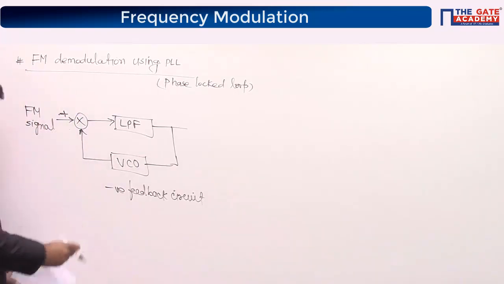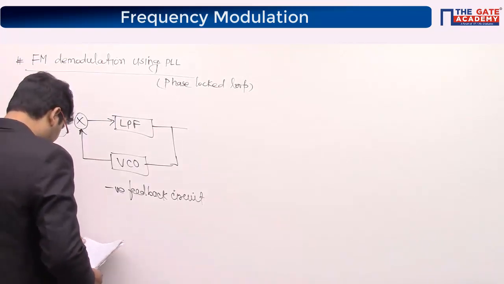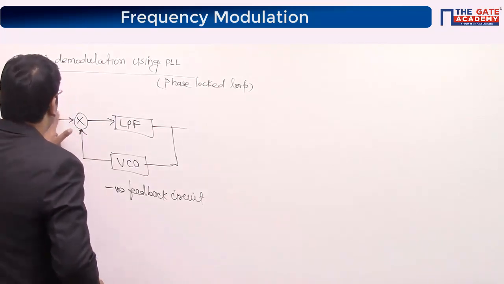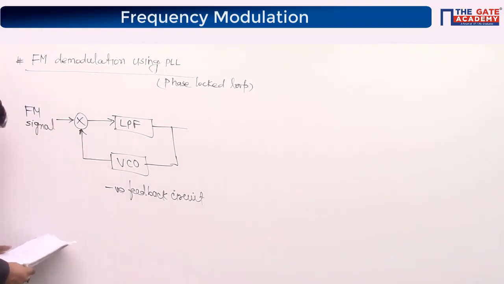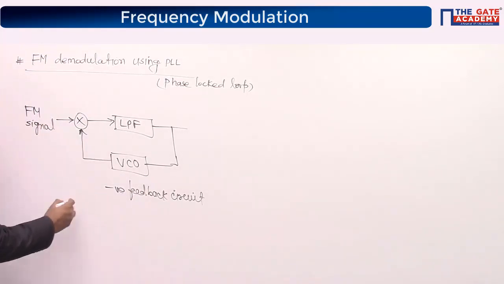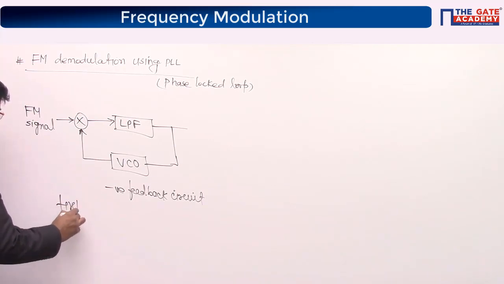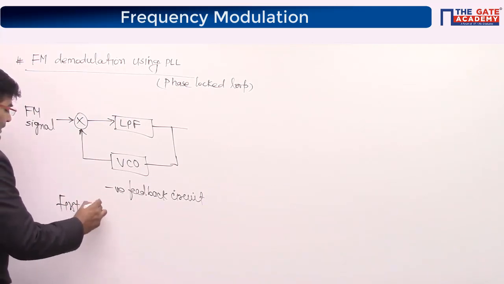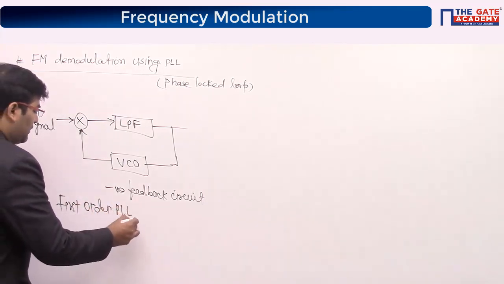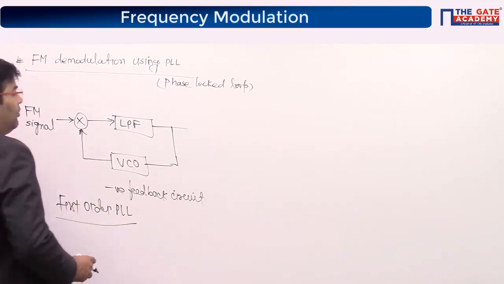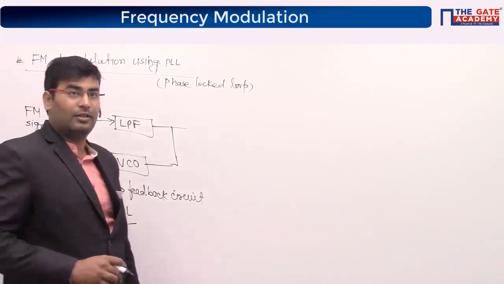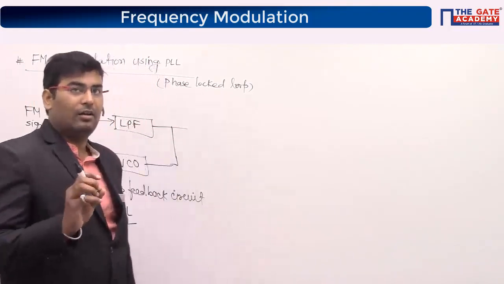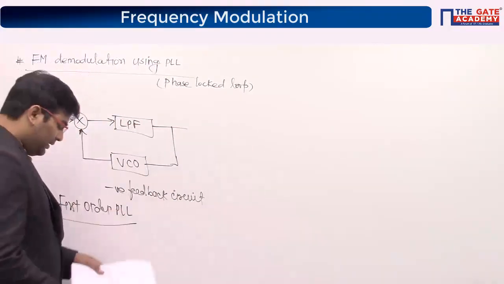Negative feedback circuit. So what will happen? Why I'm doing this plus and minus doesn't matter, it's not an adder. So guys, let's say we call it a first order PLL. I'm assuming that it is a first order phase locked loop. So the feedback is of the VCO itself, voltage controlled oscillator. Why and all, I will answer, just give me a minute.